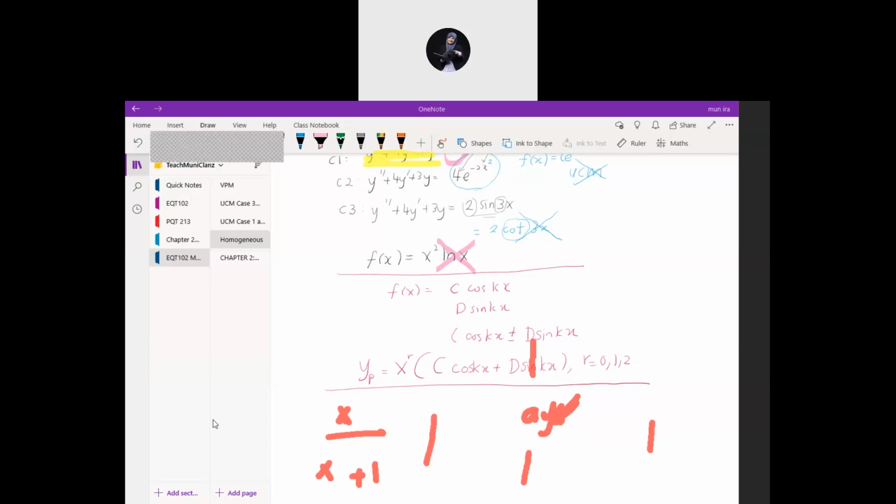Alright. So that is UCM. The most important part is you understand on how to get the homogeneous solution.